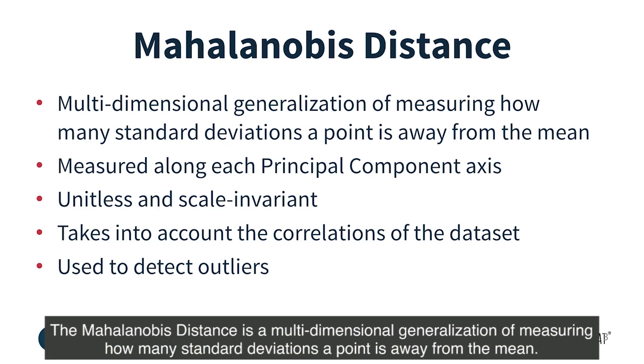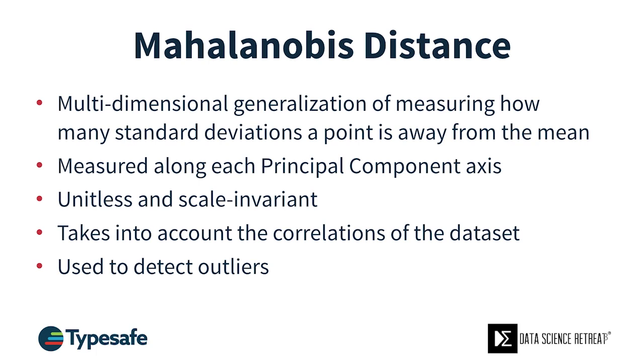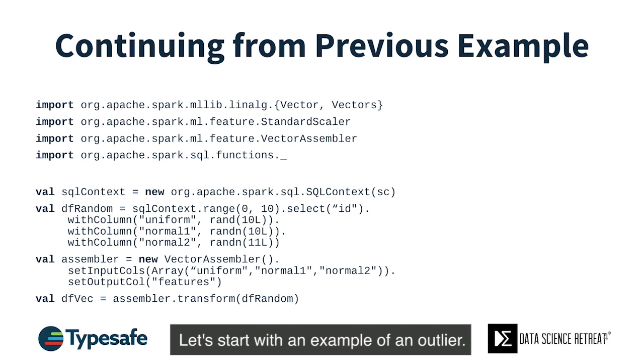The Mahalanobis distance is a multidimensional generalization of measuring how many standard deviations a point is away from the mean. It is measured along each principal component axis and takes into account the correlations of the dataset. It is a unitless and scale-invariant distance, which can be used to detect outliers. Let's start with an example of an outlier.